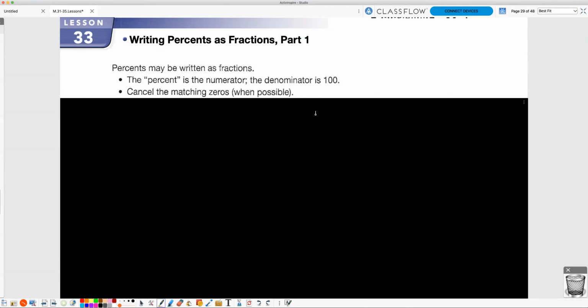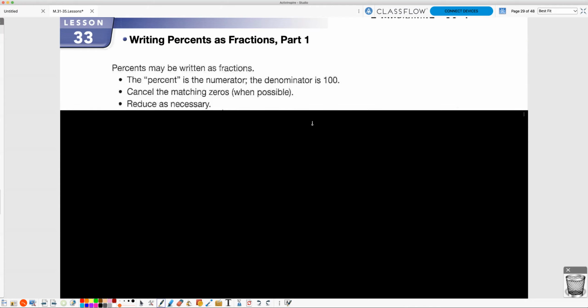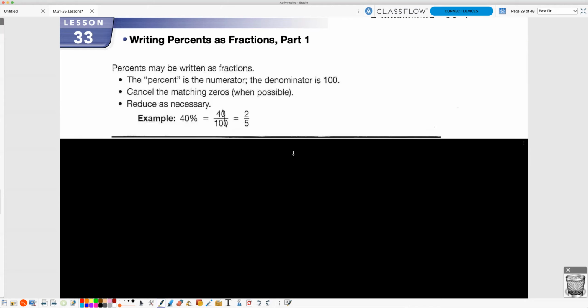Cancel the matching zeros whenever possible. Reduce as necessary. So for example, 40% is simply 40 over 100, because if it's a percent, 100 is in the denominator. Here you can see that if you have a 0 on top, you can cancel 1 on the bottom, and depending on the number of zeros, you can cancel out as many zeros as match. If there's 1 on top and 1 on bottom, you can do that. If there's 2 on top and 2 on bottom, you could cancel both of them. But in this case, we're just going to cancel 1 because there's only 1 in the numerator.